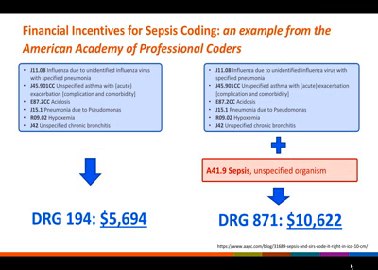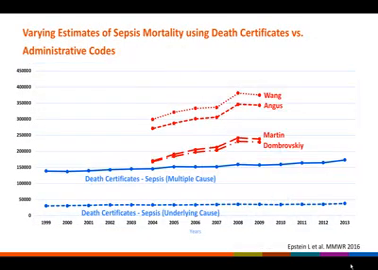When you take those same codes and add a code for sepsis, suddenly a hospitalization is worth $10,622 to the hospital, a difference of almost $5,000. In this case, the sepsis code nearly doubles the hospital's reimbursement. So we've established some concerns about using administrative codes for measuring sepsis incidence.